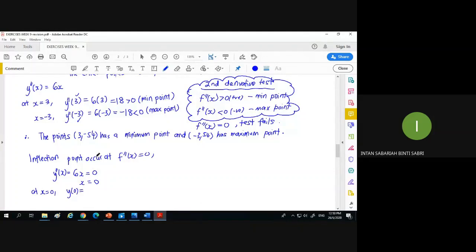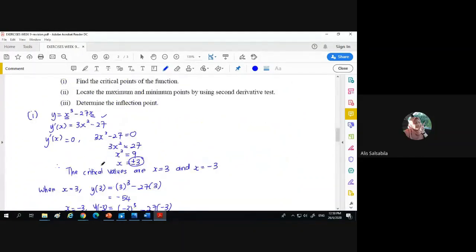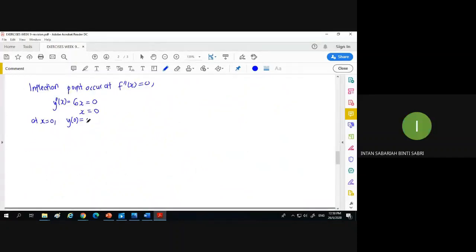So x is equal to 0, y at 0 is equal to x cube minus 27x, so the answer is 0. Therefore, the inflection point is 0. Okay, that's all. Okay, can?